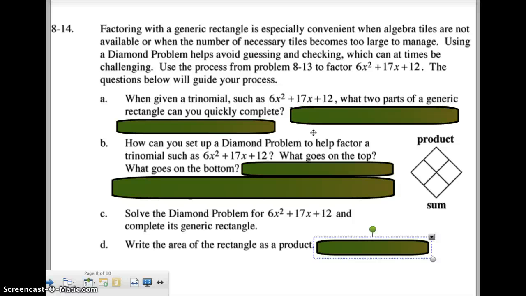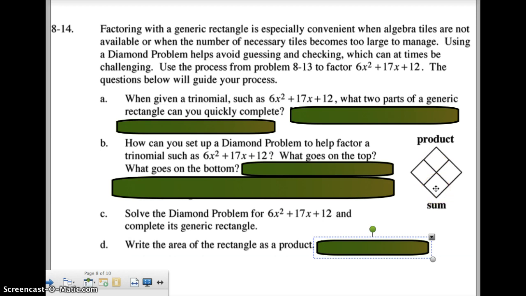Then it says next, how can you set up a diamond problem to help you factor a trinomial such as 6x squared plus 17x plus 12? Now remember, in your generic rectangle that you should have drawn for part A, two of those pieces are already there. What you need to remember now is that the other two squares that you haven't put in yet have to add up to 17x. But their product has to be the same product as the 6x squared and the 12. So those are going to go into your product and sum.